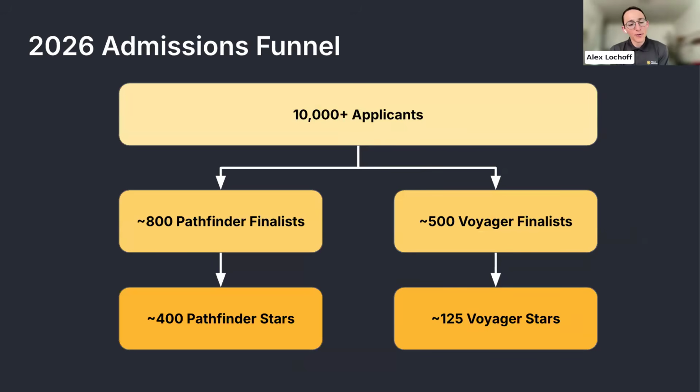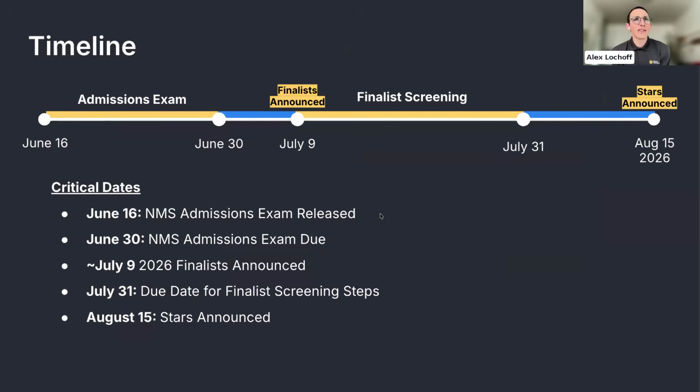So this is the process first that we'll use to narrow our 10,000 applicants down into our finalists. And then from our finalists, down into our National Math Stars. Let me give you a sense of the timing for this.